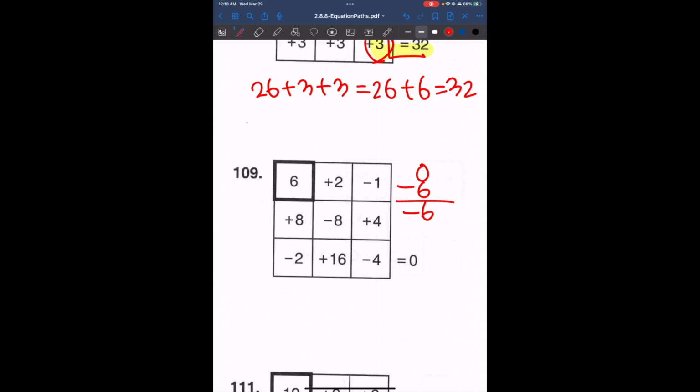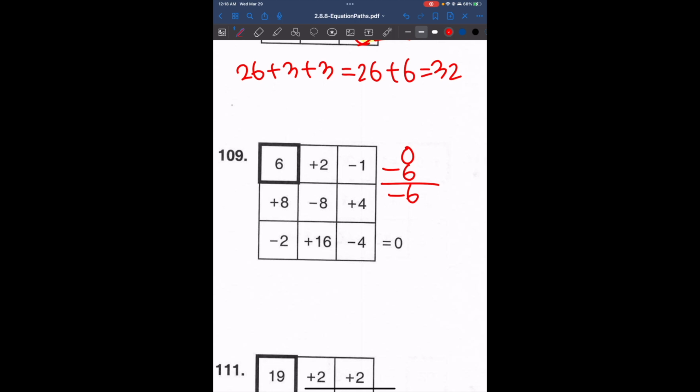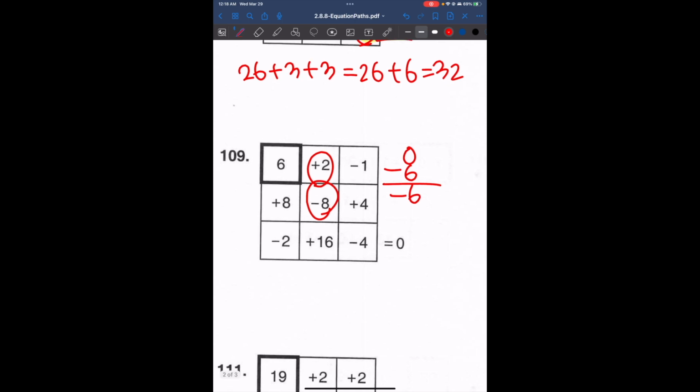And so to get -6, we're first going to look for combinations of two numbers that add up to -6, and we can see 2 and -8 can add up to -6, since 2 minus 8 is -6. Now, if we assume that these two numbers are going to be used, then every other number involved in the path must cancel each other out, because 2 and -8 already satisfy the equation.